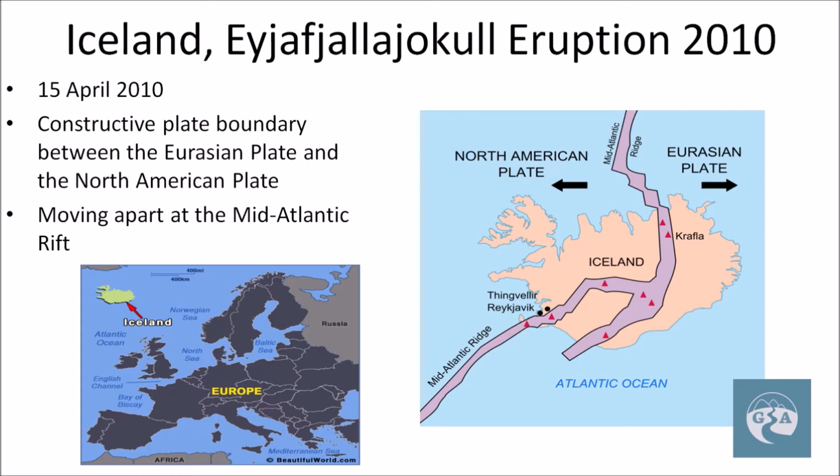First of all, for each of your case studies, you want to know the location. So we can see here that Iceland is located up here in Europe, and the Mid-Atlantic Ridge is running straight through Iceland. So that is between the Eurasian plate and the North American plate that are moving apart, meaning that it is sitting on a constructive plate boundary.